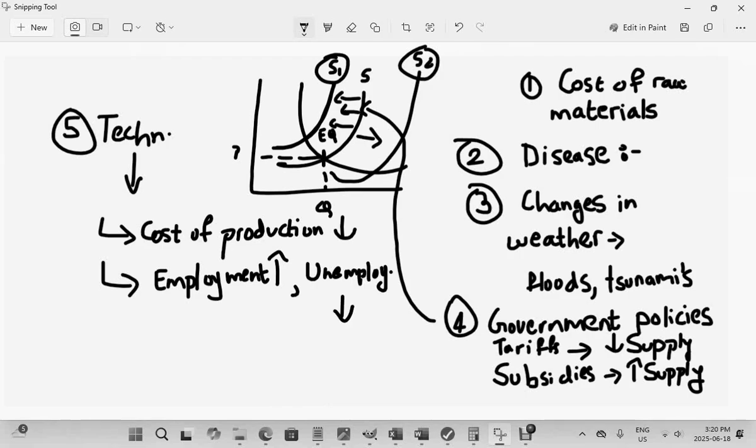So these are all the factors that impact the supply curve. When they do, they either move the supply curve to the left or to the right. If for any reason the cost of production goes up because of these factors, the supply curve will shift to the left. If the cost of production is reduced because of any one of these factors, the supply curve will shift to the right.